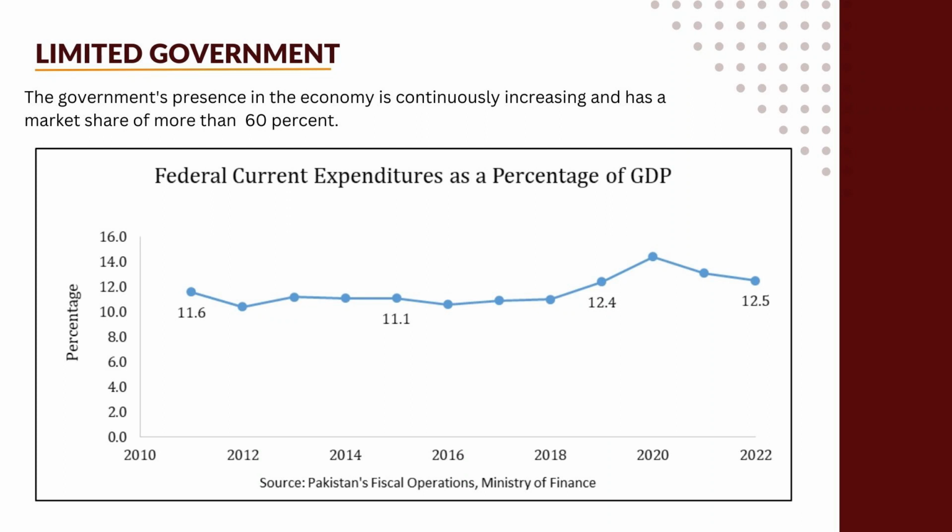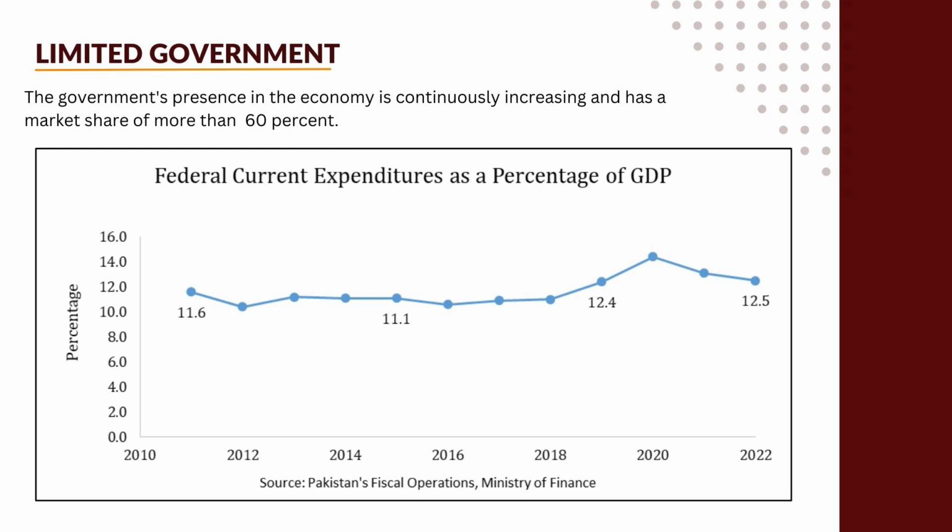So the first pillar is limited government. The job of the government is to create business enabling environment and regulate the markets. Unfortunately, in Pakistan, government is involved in the businesses as well and has a presence in market by more than 60%. So in order to maintain its presence, government has to spend more money every year.